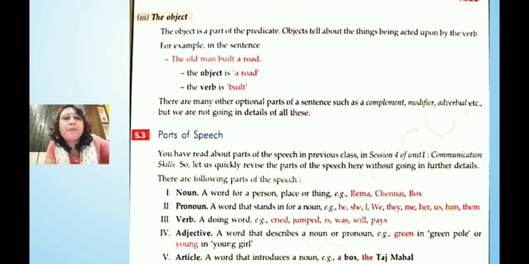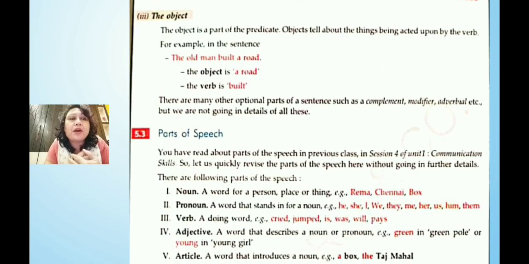Now the object is a part of the predicate. Object tells about the things being acted upon by the verb. For example, in the sentence, the old man built a road, here the object is what? The road. And the verb is what? Built. So built a road is the predicate.